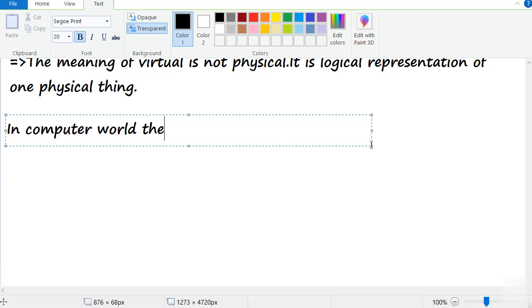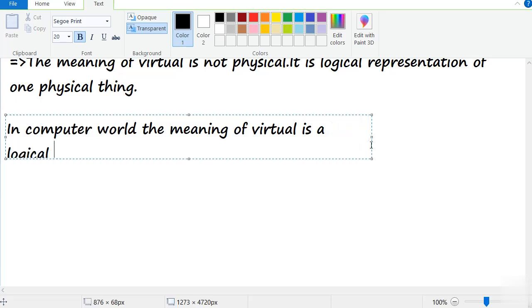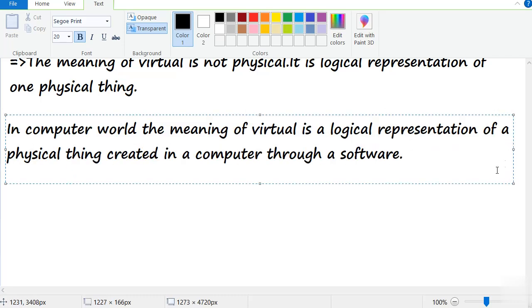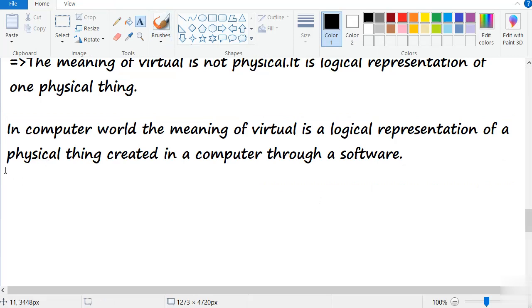In the computer world, the meaning of virtual is a logical representation of a physical thing created in a computer through a software. So we have seen some examples. I will make a note about this.